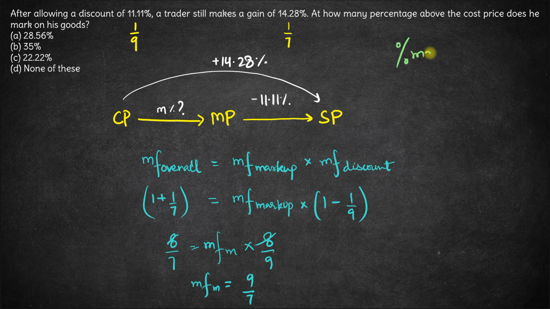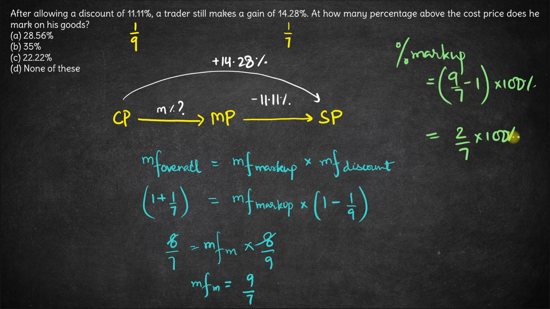Hence the percentage markup is going to be the multiplication factor 9/7 minus 1, into 100%. So 9 minus 7 is 2/7 into 100%. Now we know 1/7 is 14.28%. So 2/7 will be twice of this, which is 28.56%. Hence the markup on the goods was option A, 28.56%. Thank you.